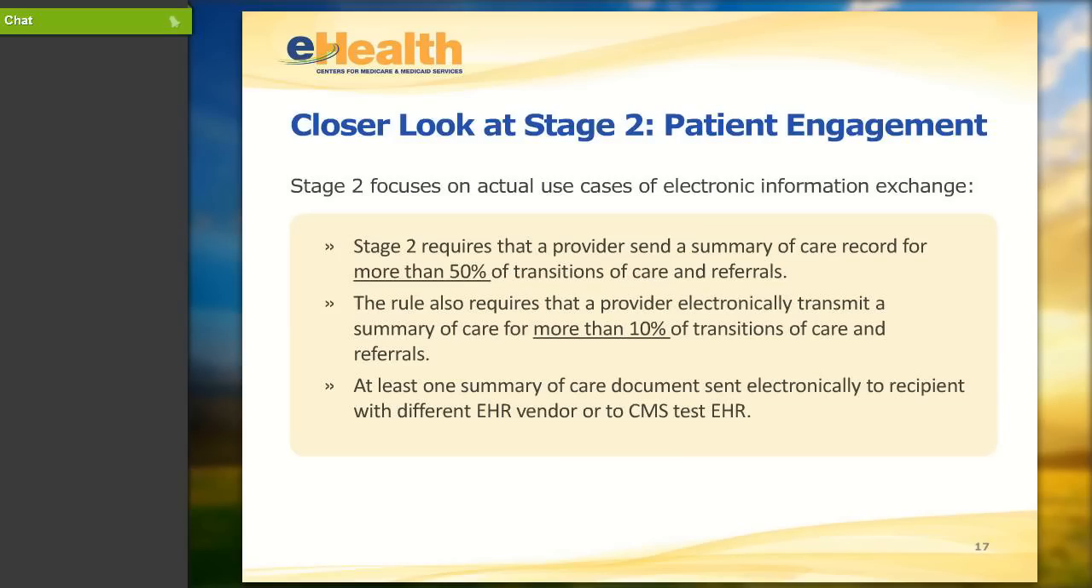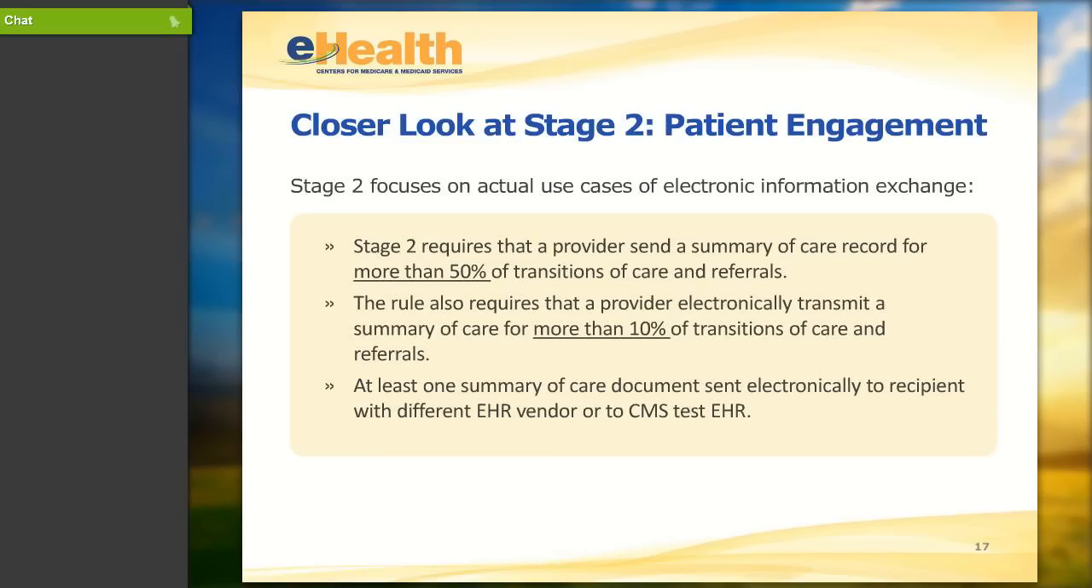In stage one, we had a menu objective item that you would send a summary of care to the next provider of care in any transition of care or referral. And there was a minimum threshold that you had to meet for that. That menu objective from stage one has become a core objective that everyone has to meet in stage two, and we've expanded it with an electronic component so that we can encourage actual information exchange through electronic means.